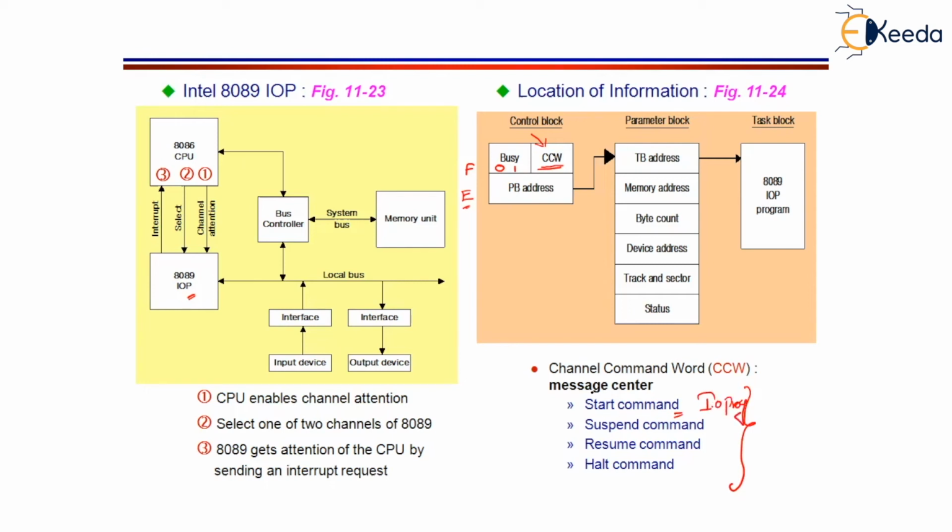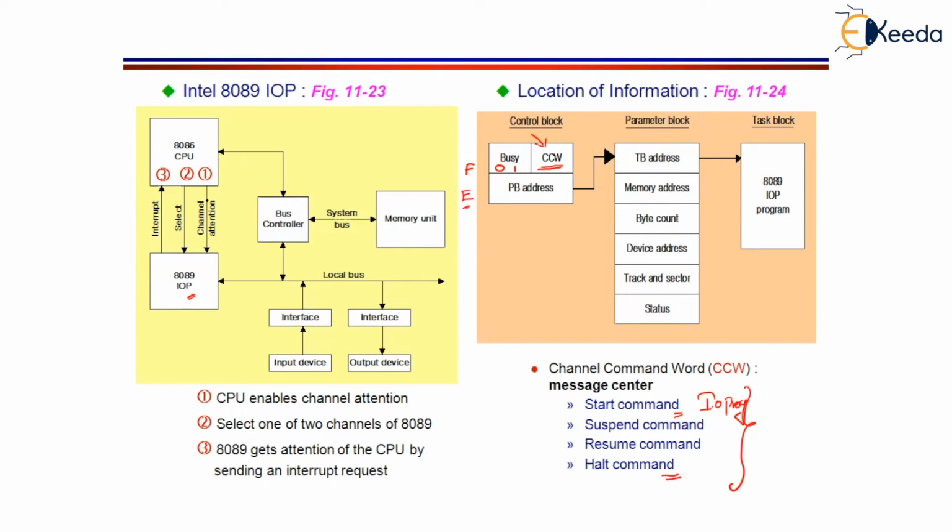First one is the start command. That is, 8089, you need to start the IO program. Suspend command: 8089, the IO program you are already executing must be suspended. Resume command: an IO program which has been suspended must be resumed. Halt command: the IO program that is being executed must be halted rather than suspended. So these are the different channel command words that can be written by 8086.